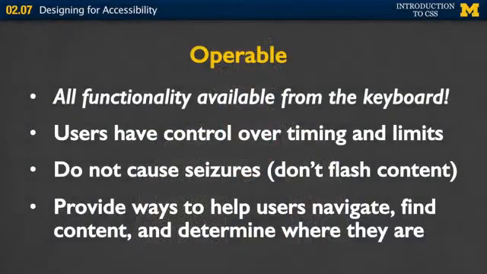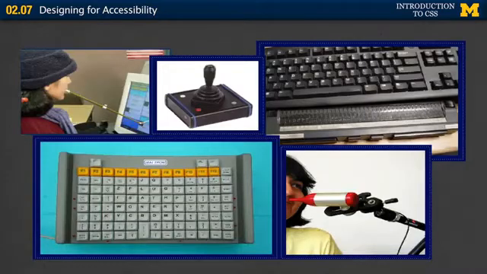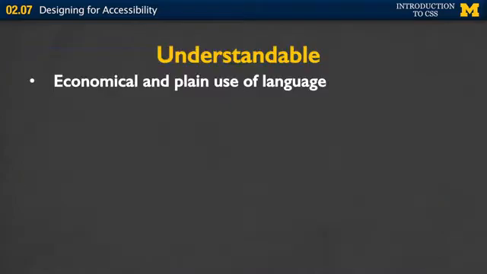You want to provide ways to help users navigate through your page. Don't make it a puzzle where they have to figure out how to get where they want to go. It's your job to make it as easy as possible for them to find content and figure out where they are on your page. Here are just a few quick examples of different ways that people sometimes access the web, whether it's with a pen stick, a keyboard, a remote, an accessible keyboard, or even some sort of puff device that they can use to navigate through the web.